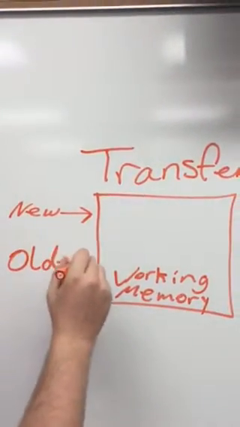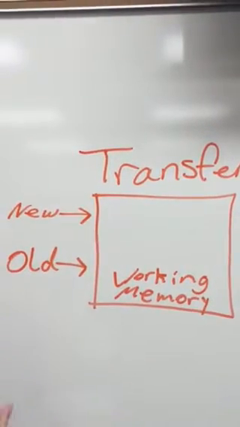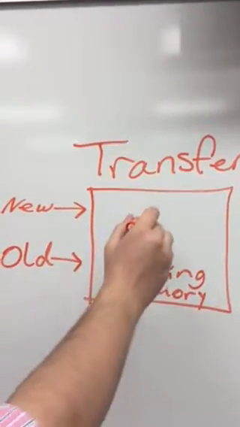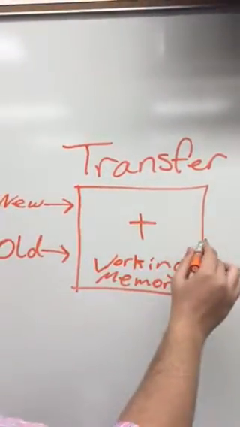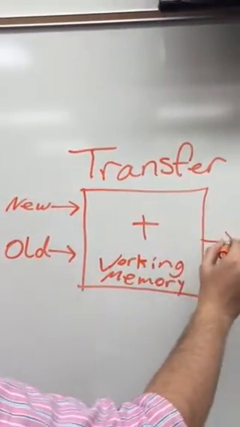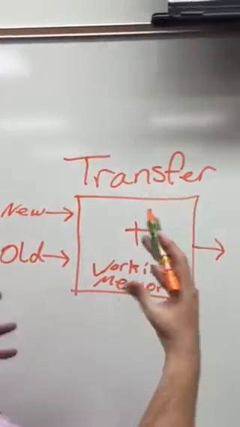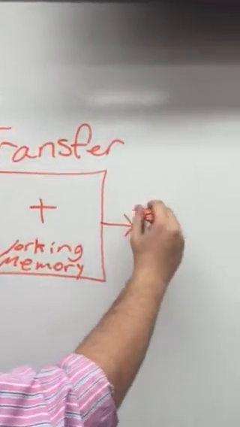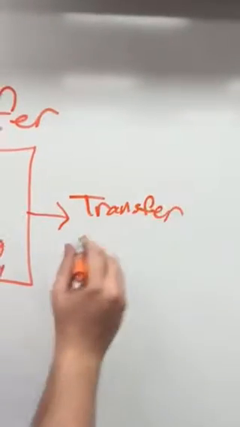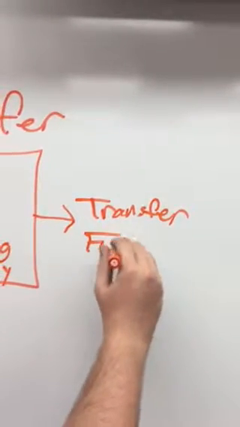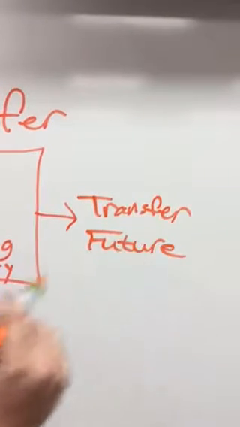However, during a transfer, this new information meets up with our old information, and they combine. That's why it's called a transfer. Now these will leave as one piece of knowledge. So when they leave, this is our new transferred information, which we're going to use for our future experiences.